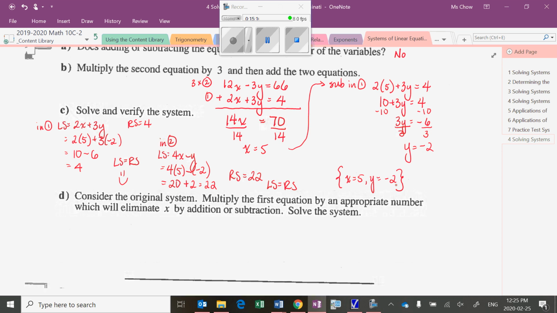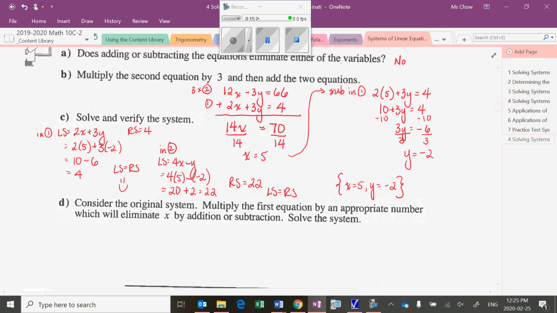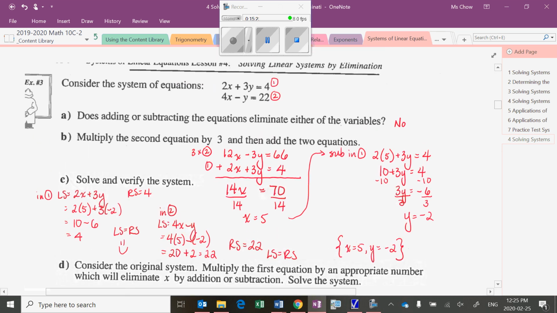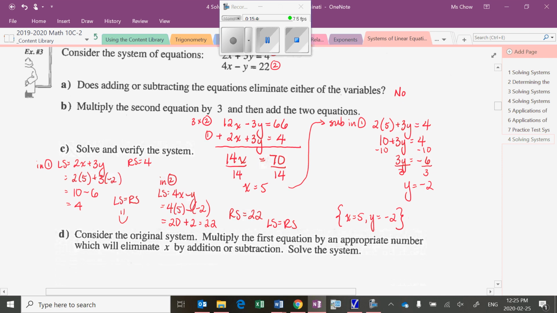Okay, in most cases you would be totally done at this point. It now suggests that, hey, let's try it the other way. So rather than taking equation 2 and multiplying it by 3, why don't we take equation 1 and multiply it by something instead to be able to eliminate the x's. Since equation 2 has 4x, if I want the opposite of 4x, I want negative 4x, so I'll multiply equation 1 by negative 2.